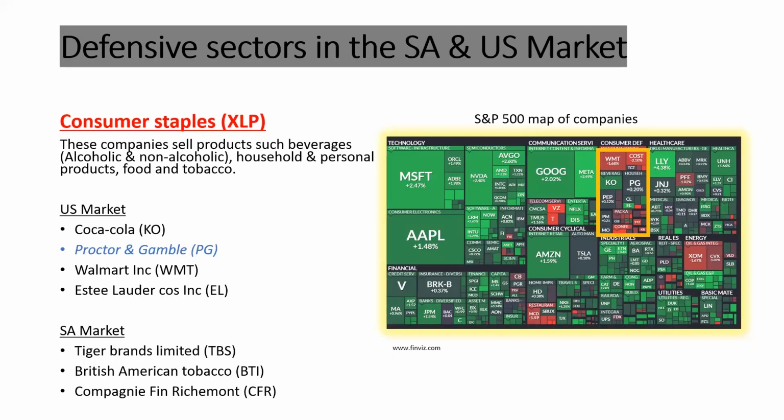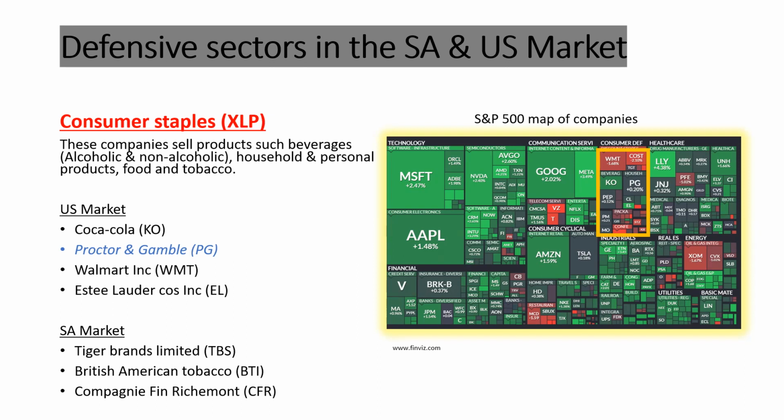Okay, now having spoken generally about the defensive stocks, let's look at the sectors now. We said it is divided into three sectors. We have consumer staples, healthcare, and utilities. Let's start with consumer staples. These companies sell products such as beverages, whether alcoholic or non-alcoholic. They sell household and personal products, food, and tobacco.